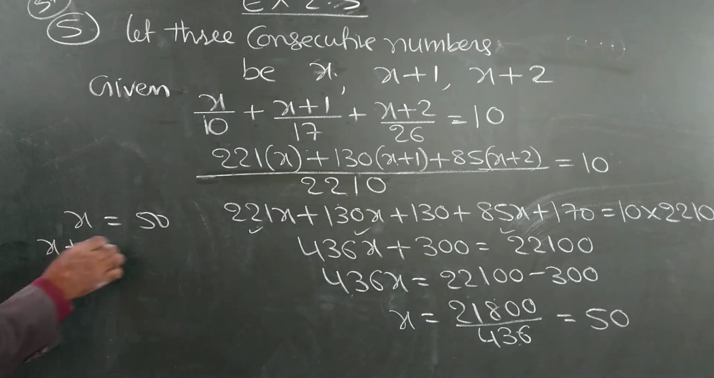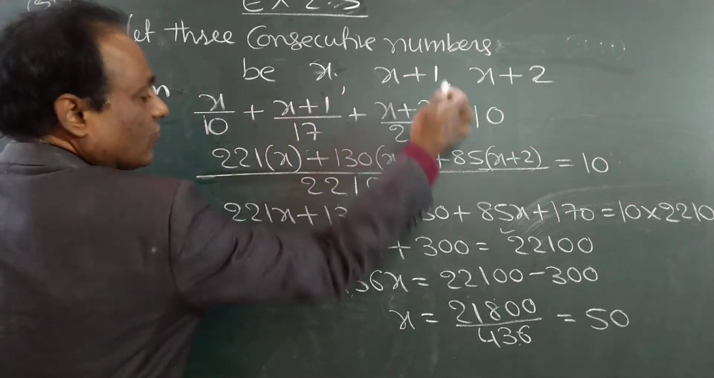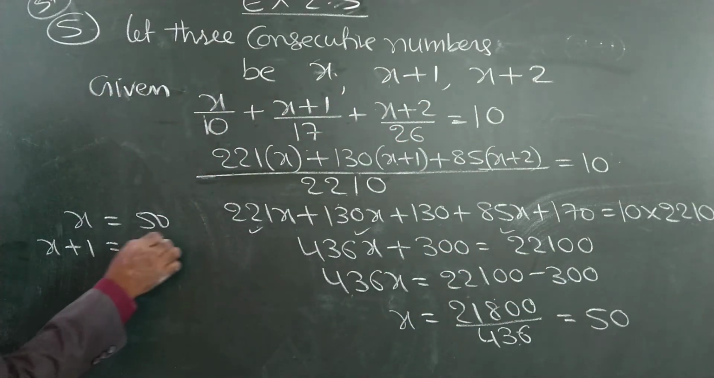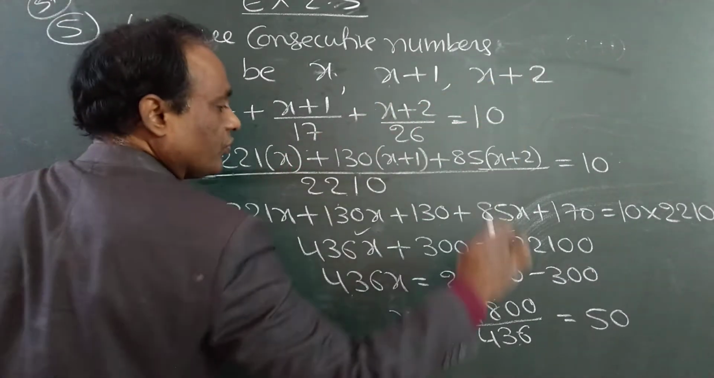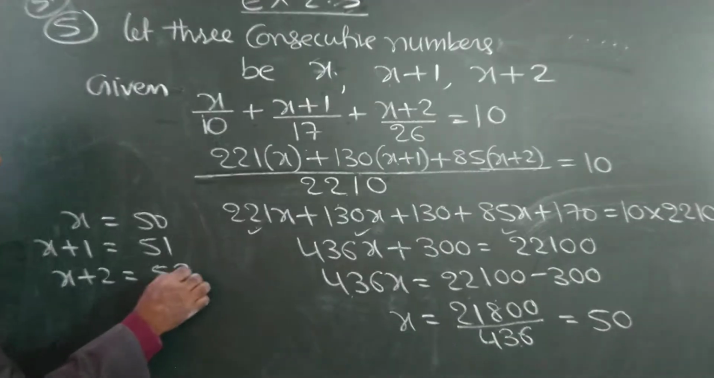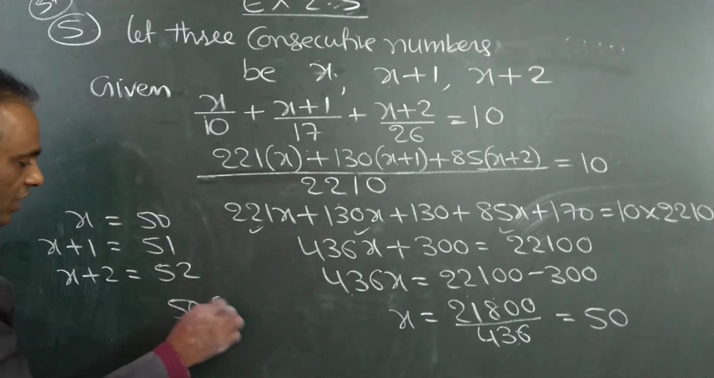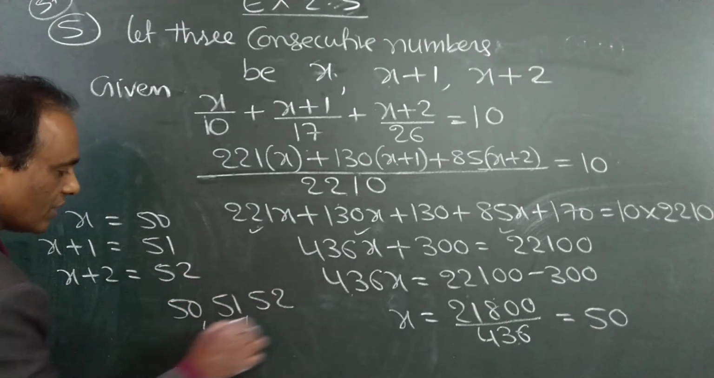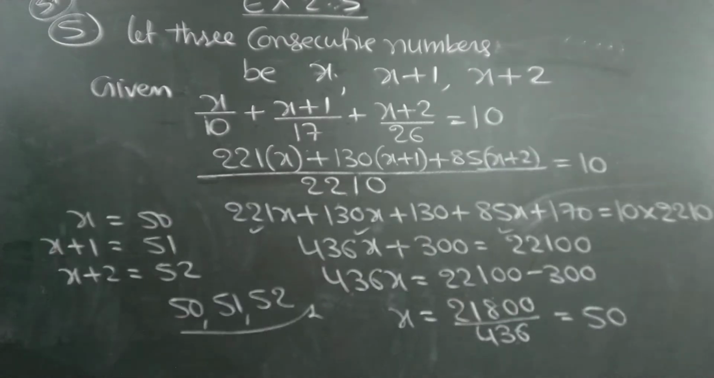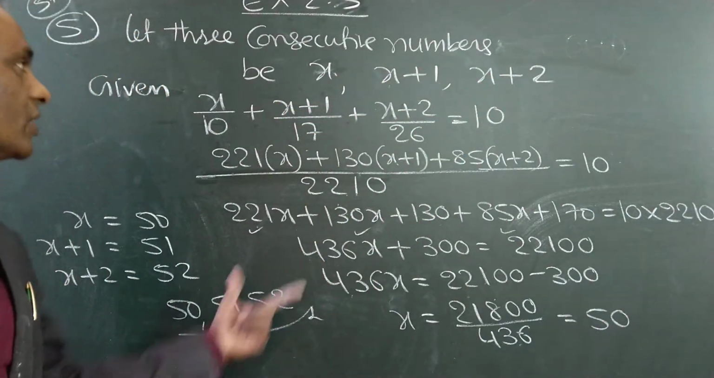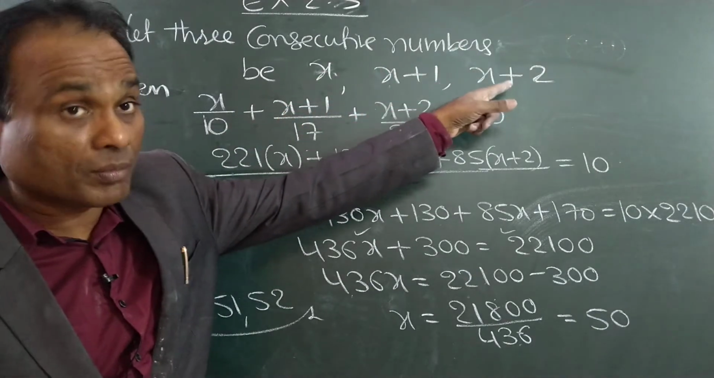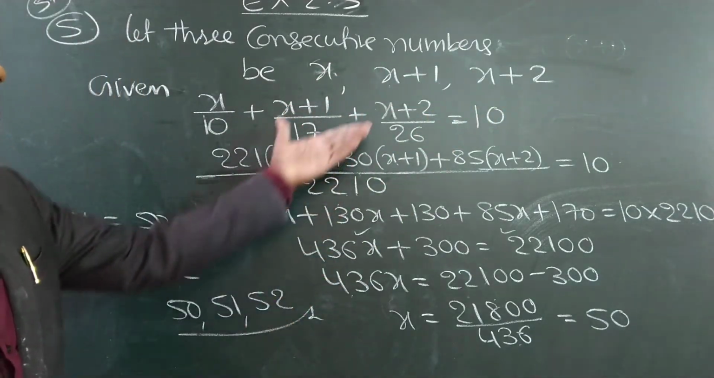X plus 1 means what is the next number? X plus 1, 50 plus 1, 51. Next number is x plus 2, 50 plus 2, 52. So the numbers are 50, 51, 52. We require 3 serial numbers, so this is the answer.